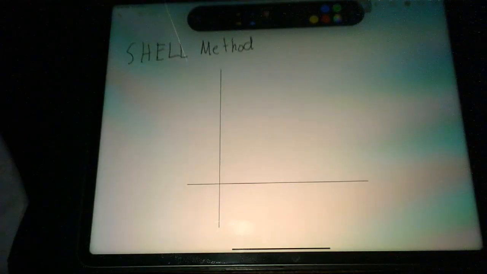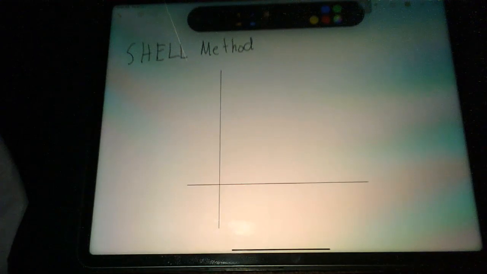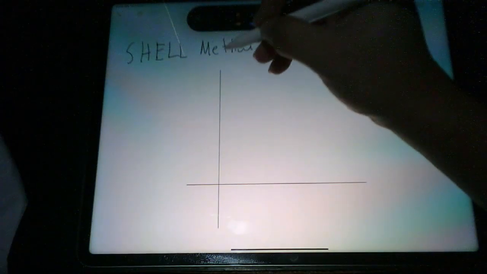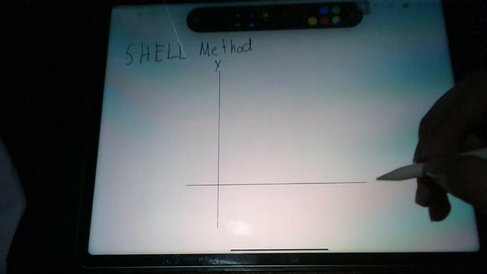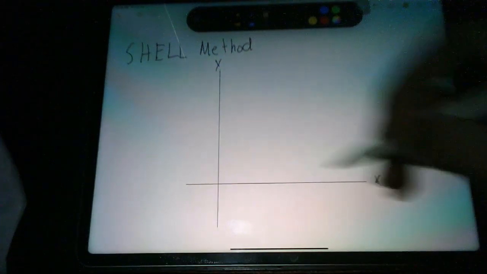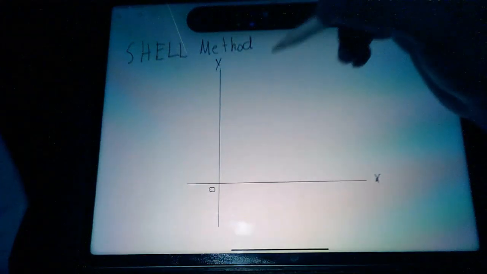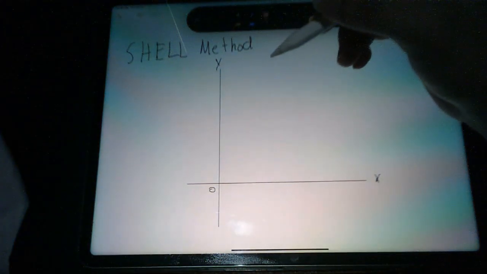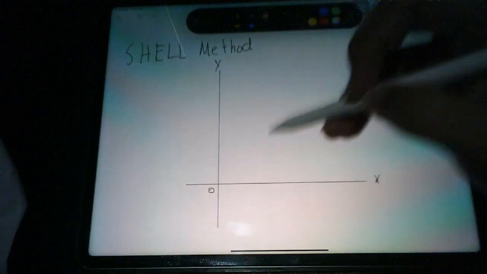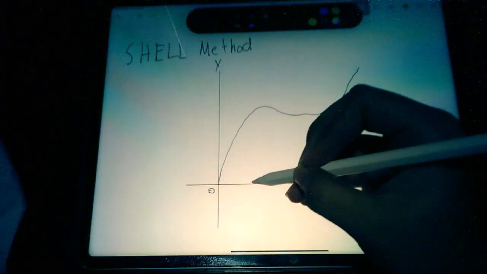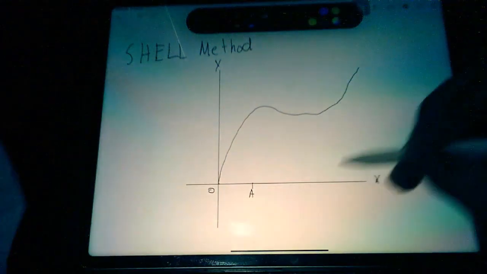So welcome back guys. Today we are going to talk about the second method of volume, which is the shell method. First we need to illustrate our graph. So this is the y-axis and this is the x-axis, and this is our origin 0. So in doing shell method, let's say we have a curve here from points A to B.